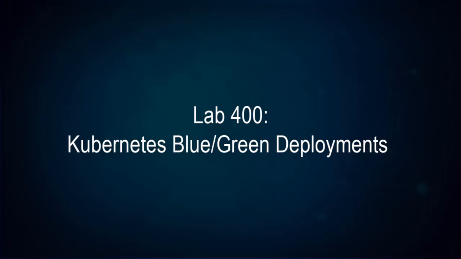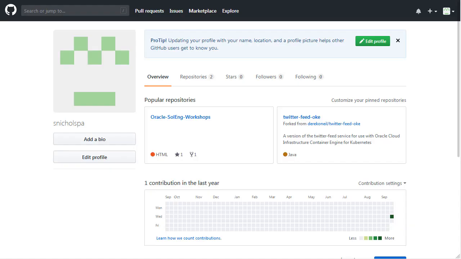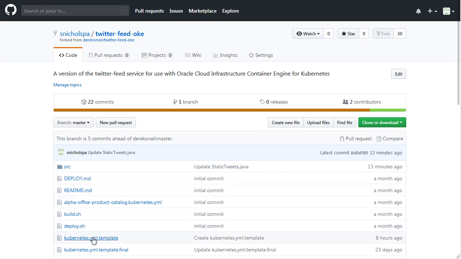Welcome to Lab 400 of the Container Native Development with OKE. During this lab, you will take on the DevOps engineer persona and perform a blue-green deployment of your microservices to Kubernetes. In a blue-green deployment, you will run the new version of the microservice without bringing down the old version. Once the new version is fully available, you will reroute traffic to the new version by reconfiguring the load balancer service. Let's start by updating the existing deployment with blue color labels.